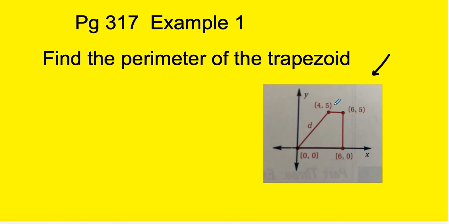So from 4 to 6, this segment right here would be 2 units. And then from 0 to 6, this segment right here would be 6 units. And the vertical segments are also easy to add. We can just count on the y-axis. So from 0 to 5, that is 5 units. The questionable one is going to be this length right here, d.